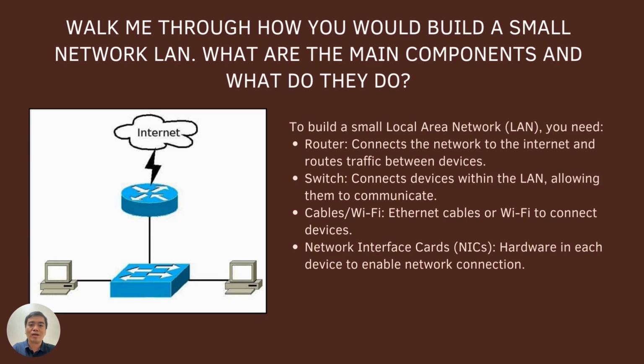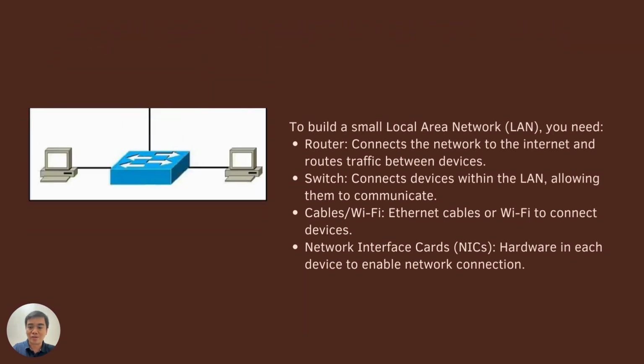So, a router connects the network to the internet and routes traffic between devices. The switch connects devices within the local area network, allowing them to communicate. Then the cables, Ethernet cables or Wi-Fi, connect the devices. Then your network interface cards are hardware in each device to enable network communication or connection.